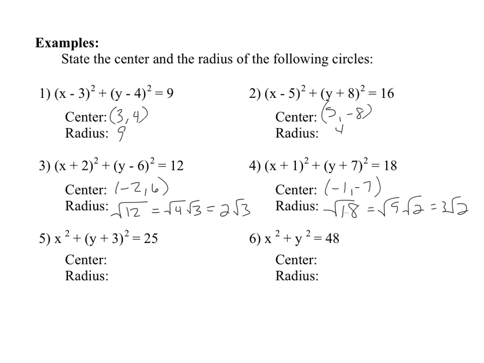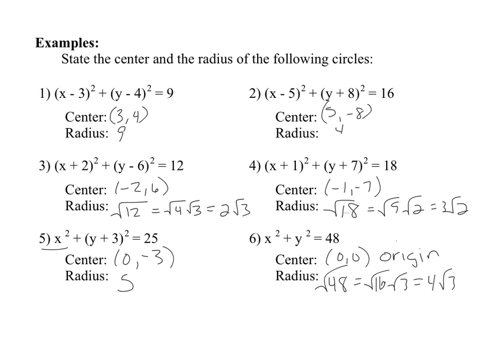So as you can see, pretty straightforward here. If there isn't a number, that means that coordinate is 0. And here, if they both have no number added or subtracted, it is the origin. And radical 48, that's a great one because it's 16 and 3. So it's 4 radical 3.